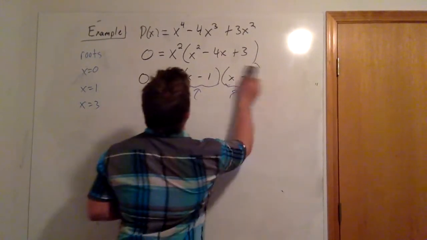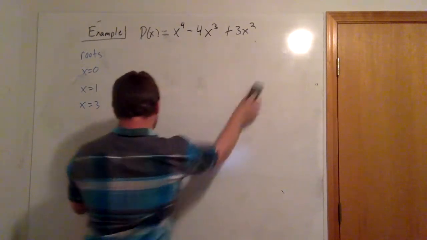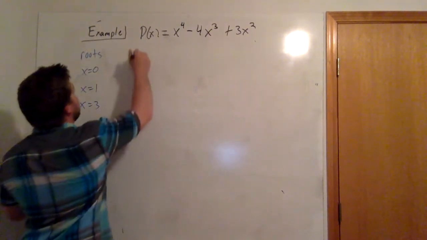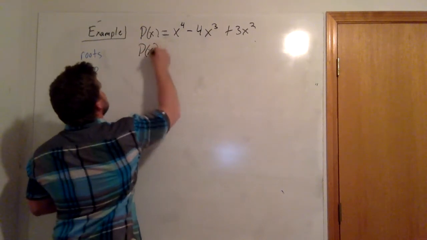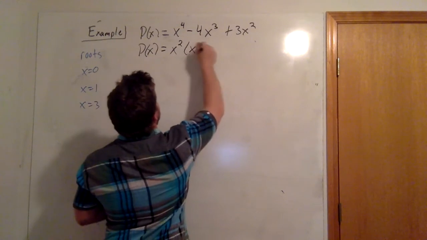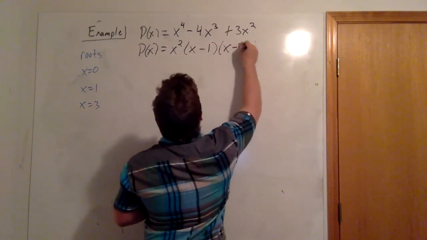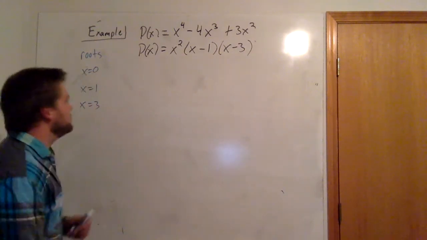So let's erase a little bit of this. Let's go ahead and keep the factored form of this polynomial up. What was that? It was x squared times what we had. I think it was x minus 1 and x minus 3. Okay, so let's graph this.